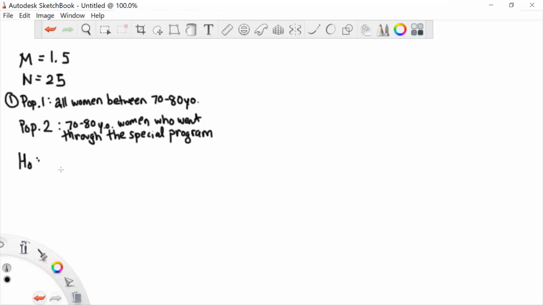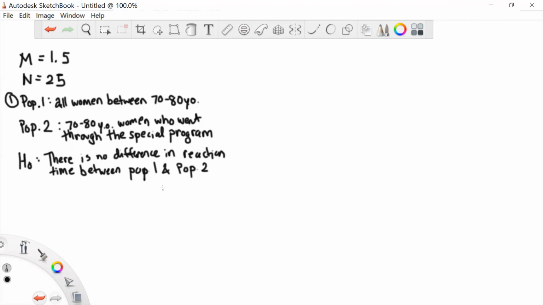Yes. Perfect. Null means 0. So our null hypothesis, there is no difference in reaction time between population 1 and population 2. So now let's talk about our alternative hypothesis. Based on how the question is framed, what should our alternative hypothesis be?